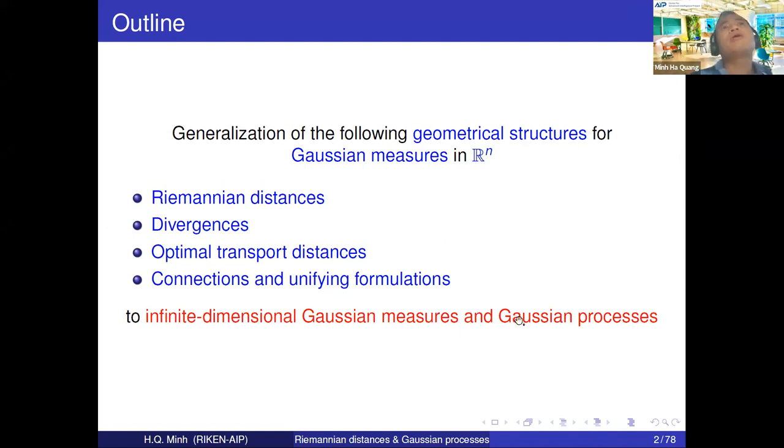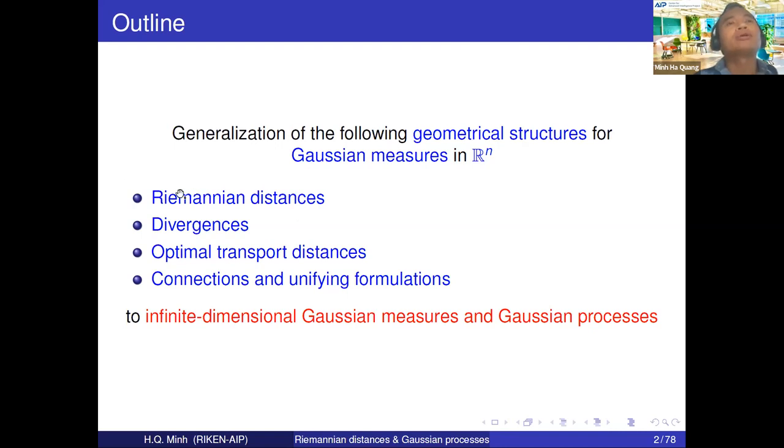So the talk will be on the generalization of the geometric structures for Gaussian measures in R^n to infinite dimensional Gaussian measures and Gaussian processes. So we'll talk about some of the Riemannian distances and divergences and optimal transport distances. We'll talk a little bit about the connections and unifying formulations.